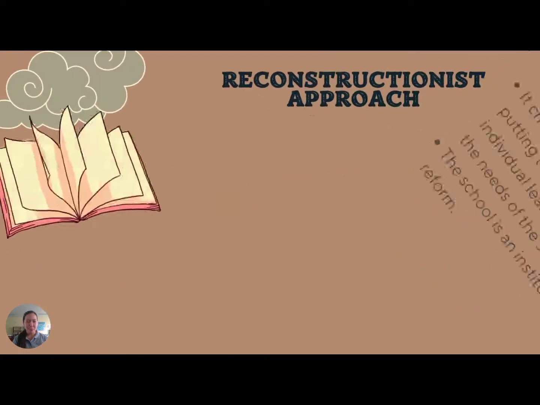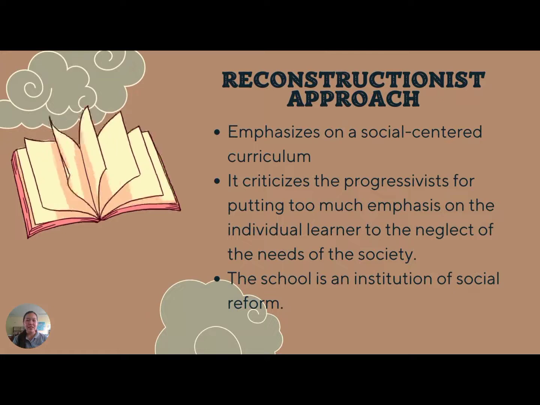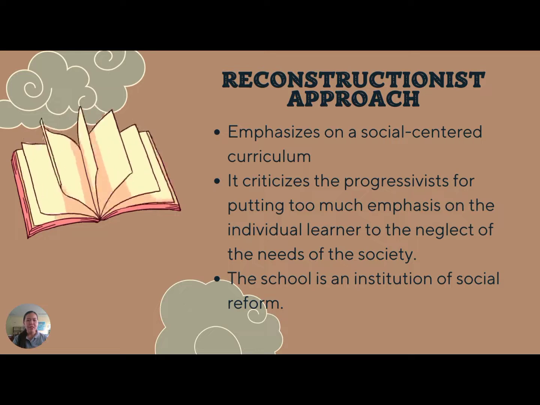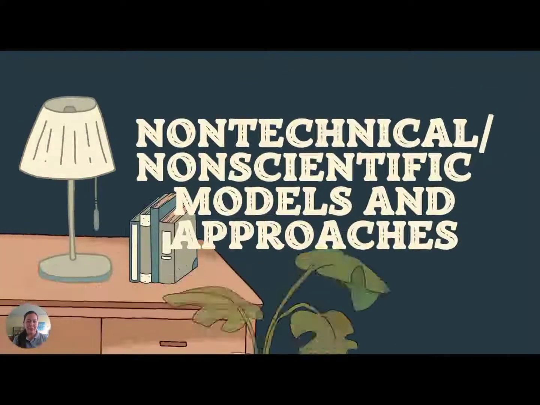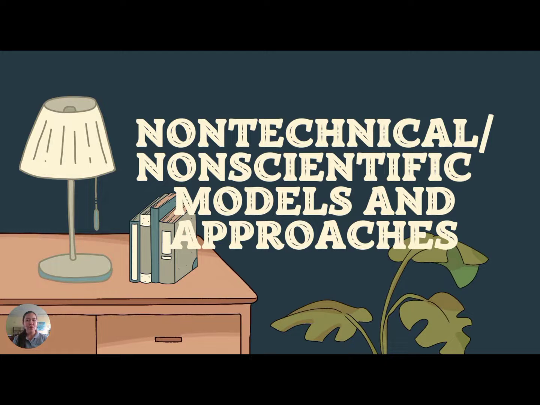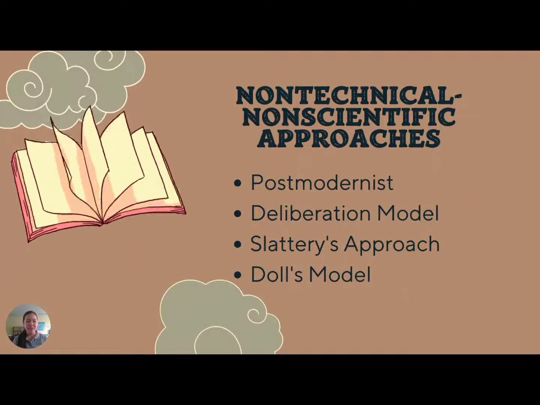For the reconstructionist approach, it emphasizes a social-centered curriculum. It criticizes the progressivists for putting too much emphasis on the individual learner to the neglect of the needs of society. The school is an institution of social reform. So those are again the 4 approaches to curriculum based on the non-technical and the non-scientific points of view. We have the reconstructionist, the eclectic, the humanistic aesthetic, and the reconceptualist. This time, let's proceed to the non-technical models.